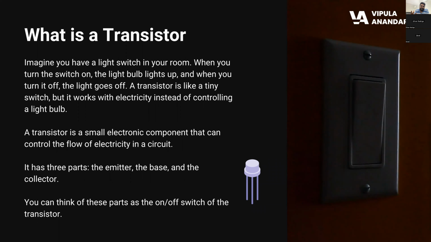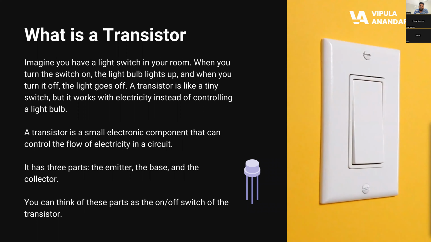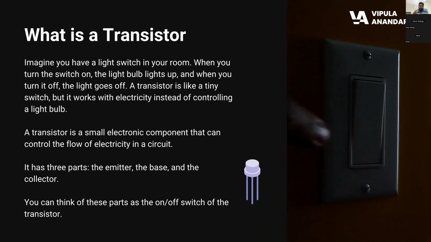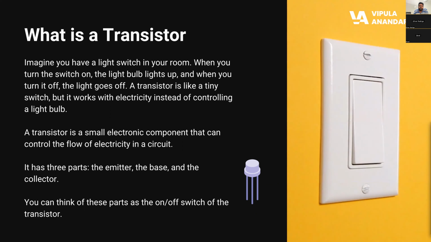But a transistor does not control the actual electricity; what it will control is a switch within a small circuit. So it's a small electronic component that can control the flow of electricity in a circuit. If somebody asks you what a transistor is, that's the easiest answer to write. So it has three parts. Make it an important point again.